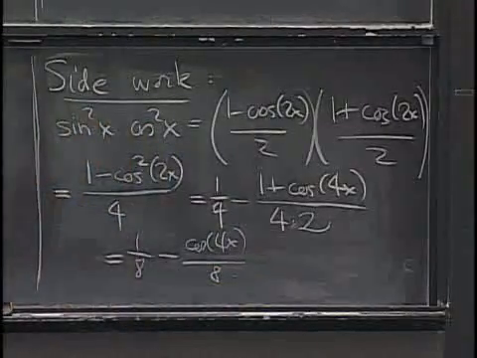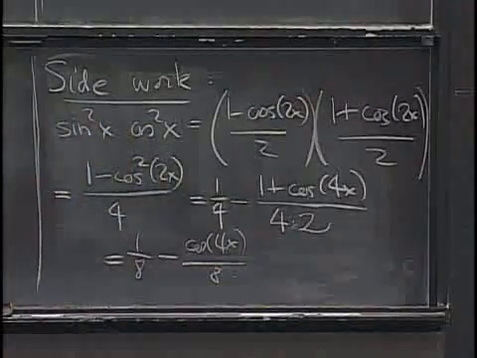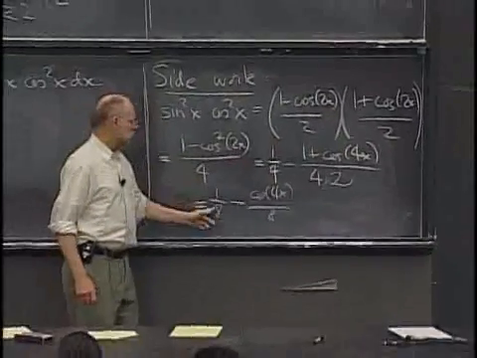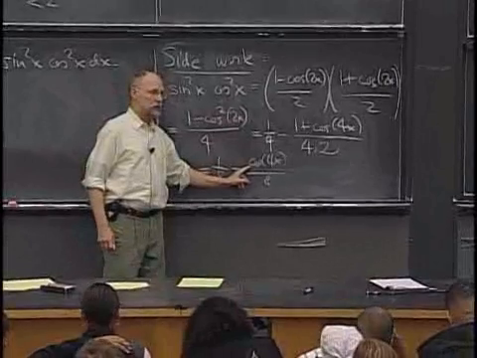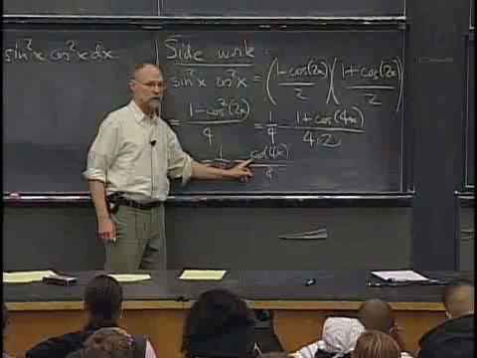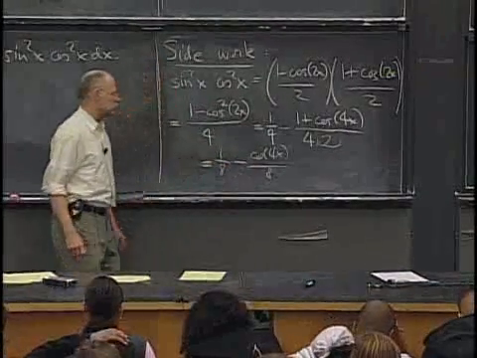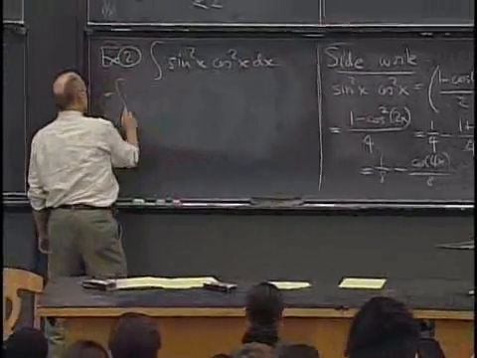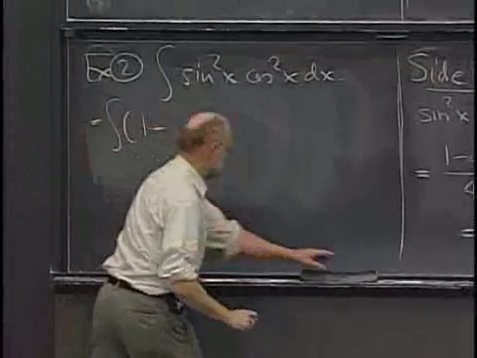Okay, that's my side work. I just did some trig identities over here and rewrote sine squared times cosine squared as something which involves no powers of trig, just cosine by itself, and a constant. So I can take that and substitute it in here, and now the integration is pretty easy.